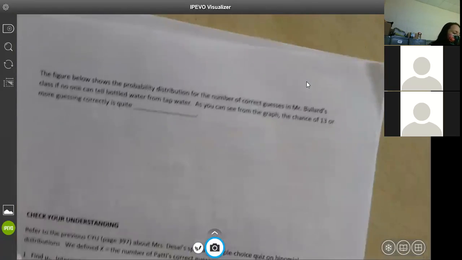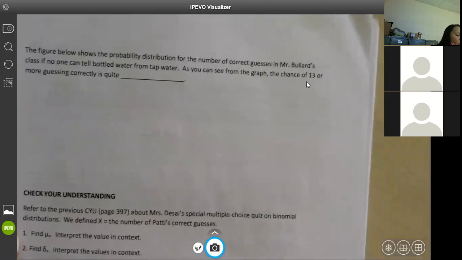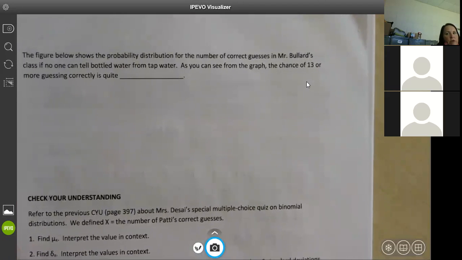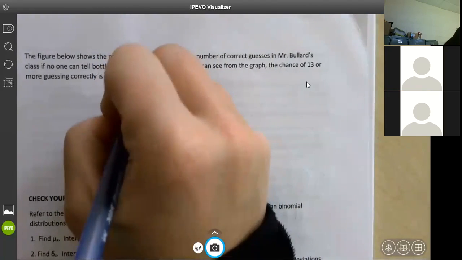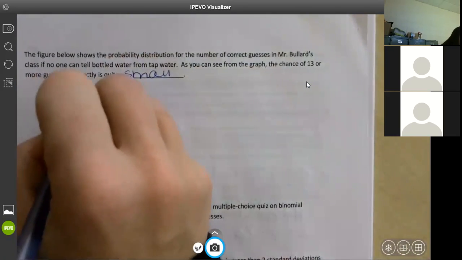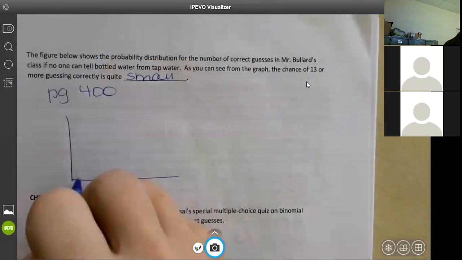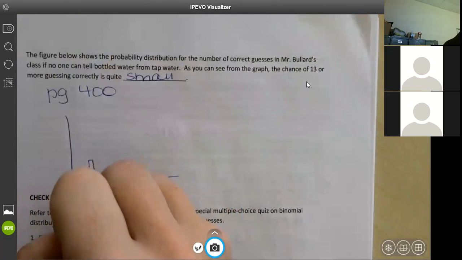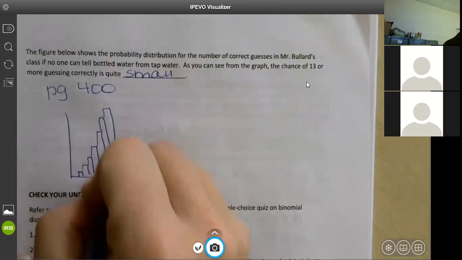All right, so the figure below, and I didn't show the figure, but I'm going to kind of sketch it out for you. It shows the probability distribution for the number of correct guesses in Mr. Bullard's class if no one can tell bottled water from tap water. As you can see from the graph, the chance of 13 or more guessing correctly is quite small, and I'm going to show you that graph. It's on page 400. But it looks like this. It starts small, and then it gets bigger, and they've done a whole bunch. So this is just a sketch.